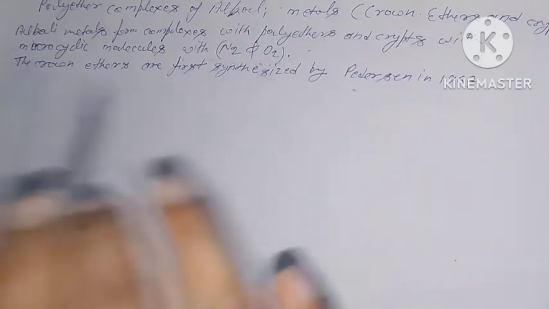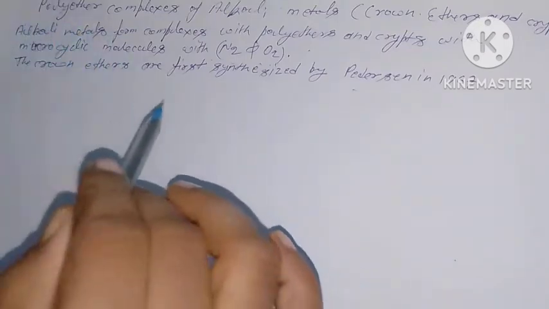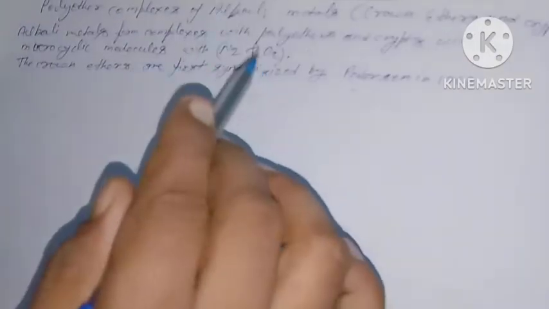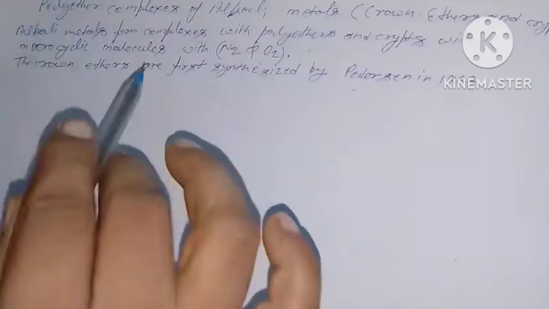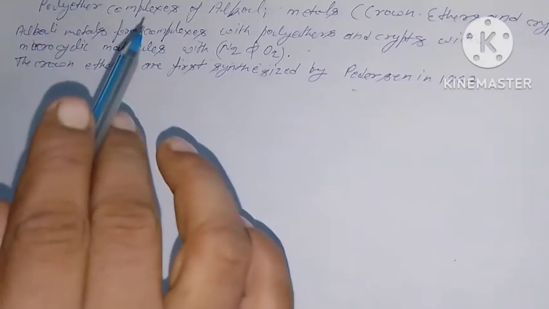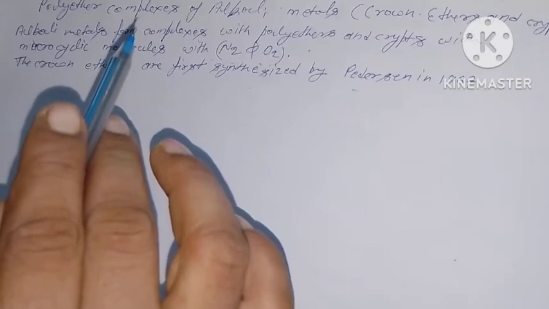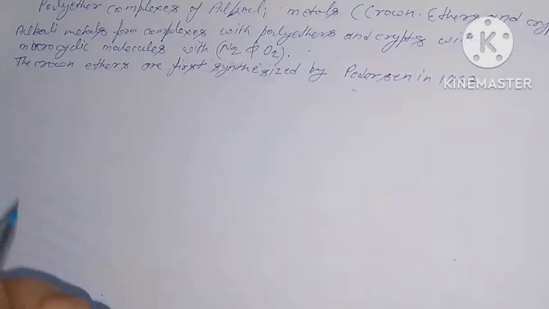The polyether complexes of alkali metals are such type of complexes which contain macrocyclic ligands. The alkali metal is situated at the center and the shape of the complexes is like a crown which is non-planar elliptical. Hence, these are called crown complexes. Dibenzo 18 crown 6 and benzo 15 crown 5.